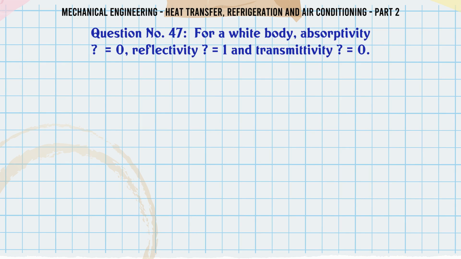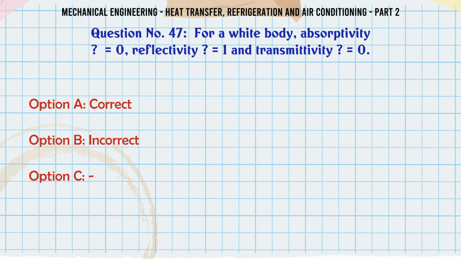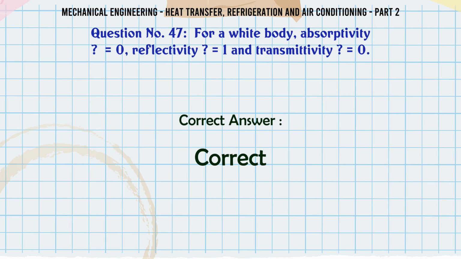For a white body, absorptivity 0, reflectivity 1 and transmissivity 0. A. Correct. B. Incorrect. C. D. The correct answer is correct.